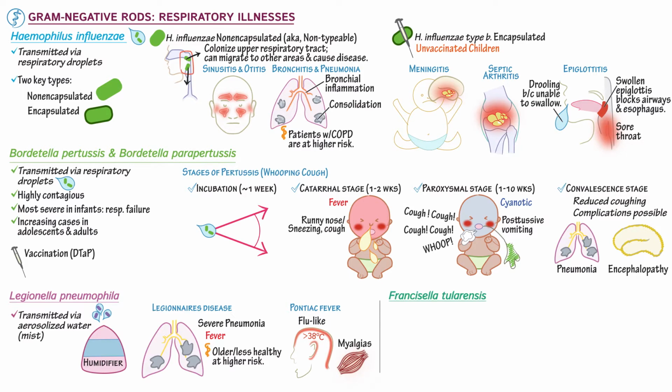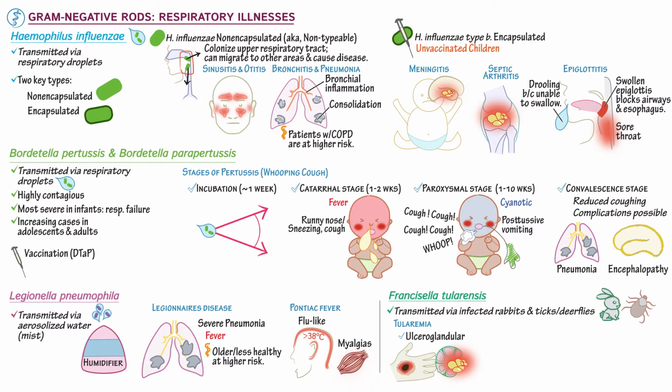Lastly, indicate that Francisella tularensis is transmitted via infected rabbits or bites from ticks and deer flies. Thus, tularemia is a zoonotic disease. Ulceroglandular tularemia produces skin lesions, often with black areas. The lymph nodes also become infected and produce tender, painful bulges in the skin. It's sometimes said to resemble the bubonic plague.